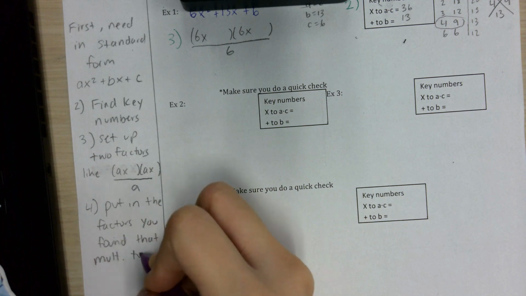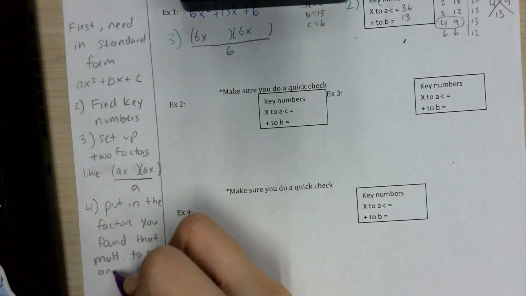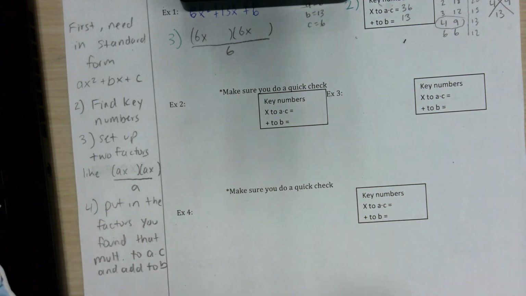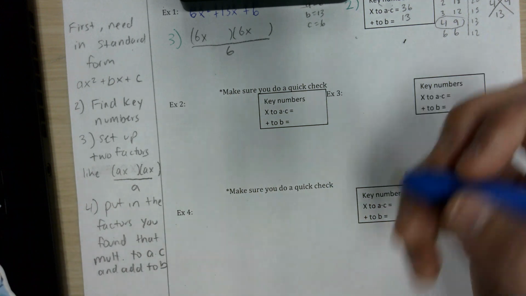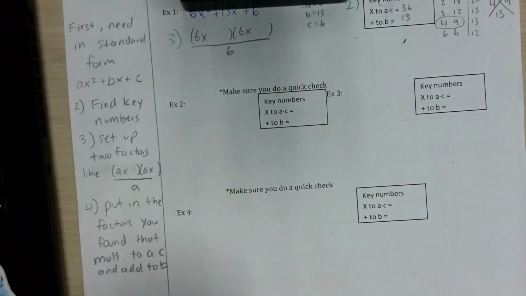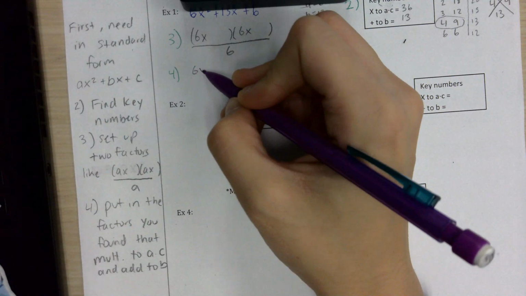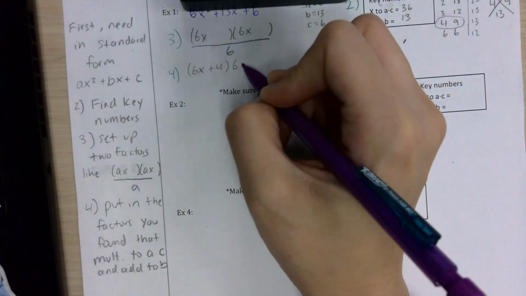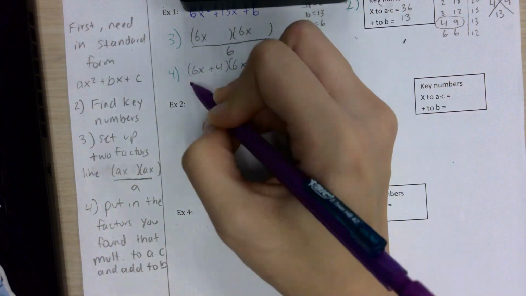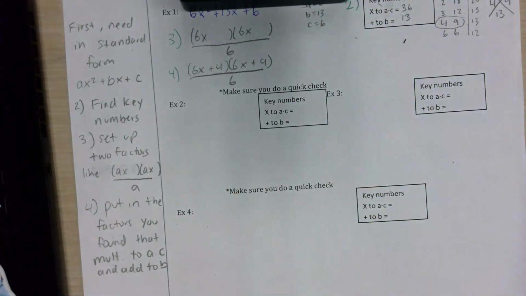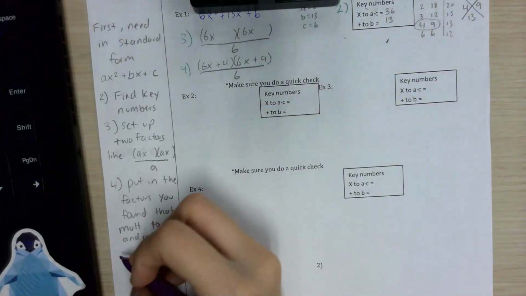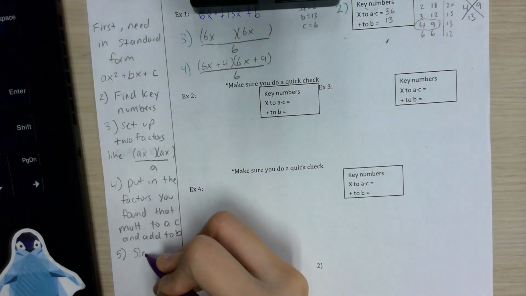Two numbers that multiply to A times C and add to B, right? So 4 would be 6x, and then we had 4 and 9, so plus 4, 6x plus 9 all over 6. And then step 5, simplify.